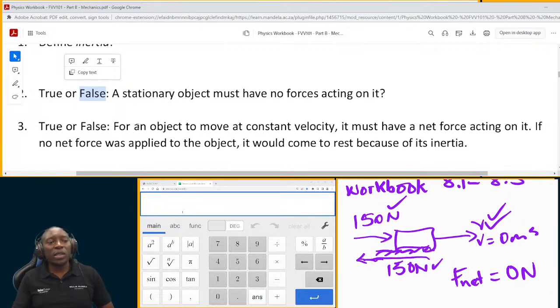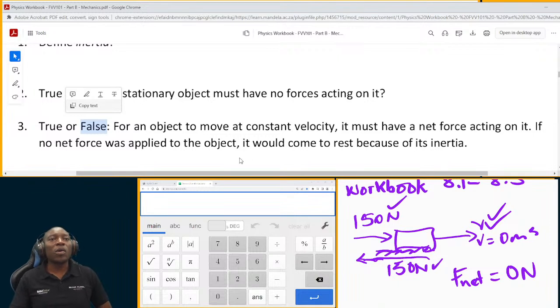If you heard what we said when we started the description of the first law and inertia: for an object to move at constant velocity, it must have a net force acting on it. Is that true? No, it's not. So already, even before we go further, we say false there. Because a body can move at constant velocity only when the forces present on that object are balanced, meaning when the net force is zero. So it must not have a net force acting on it. So if no net force was applied to the object, it would come to rest.